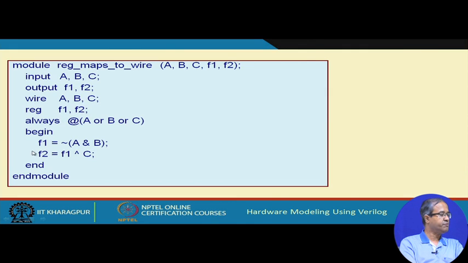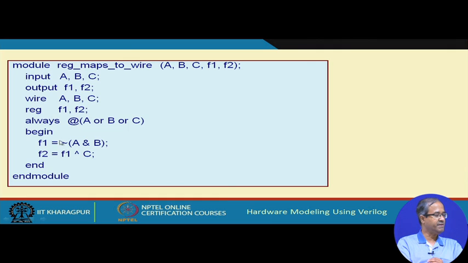F1 and F2, because they are appearing on the left hand side of the always, I am declaring them as reg. Here I am not using a clock. Here I am writing always at the rate A or B or C. What this statement means is that you execute the always block whenever either of A or B or C, these signals are changing their state. So, whenever one or more of the signals are changing, execute the always block.